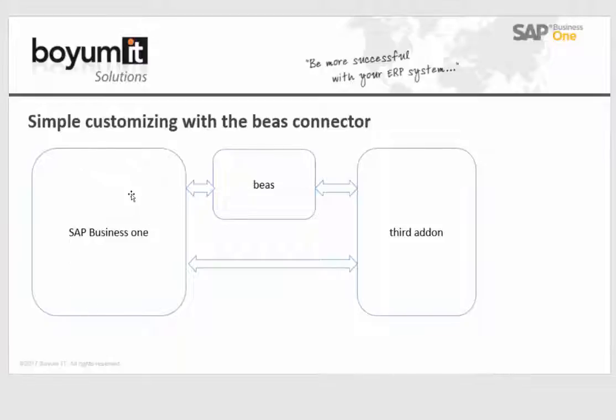As a Business One user, you have the user interface API with which you can connect with your third-party add-on, and the DI API connector, and the service layer. Beas uses all these services too, but SAP has no solution for add-ons to communicate between each other. That means we need a new connector between Beas and your third-party add-on. Now this connector is available, and you can use it in a very simple way.